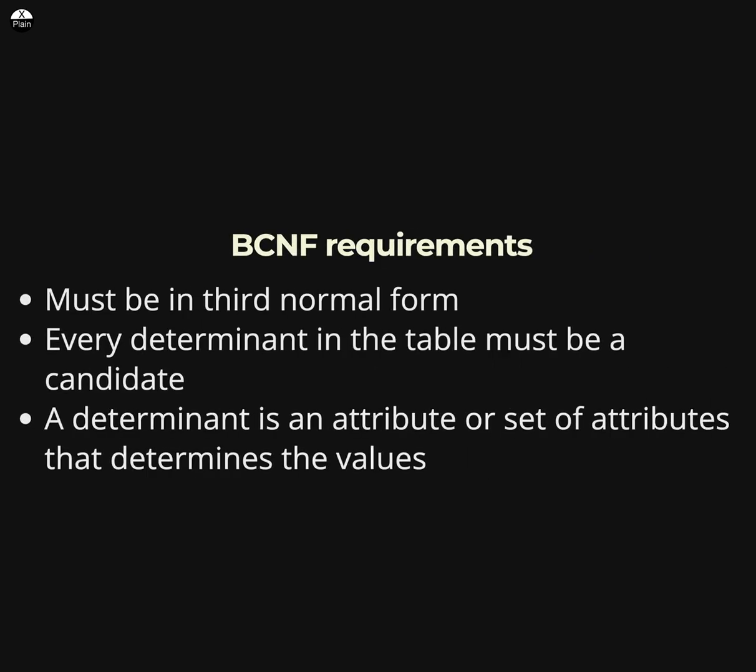To achieve BCNF, a table must meet the following requirements. It must be in third normal form, which means that all attributes in the table must be directly dependent on the primary key and there should be no transitive dependency in the table. Every determinant in the table must be a candidate key, that is, a set of attributes that uniquely identify a row in the table. A determinant is an attribute or set of attributes that determine the values of other attributes in the table. In BCNF, every determinant must be a candidate key, which means that it must be able to uniquely identify a row in the table.